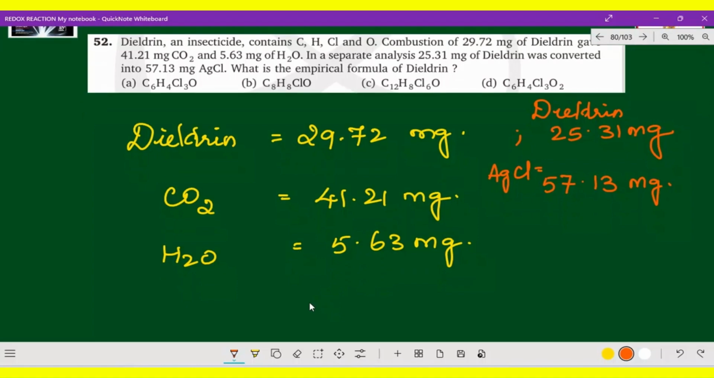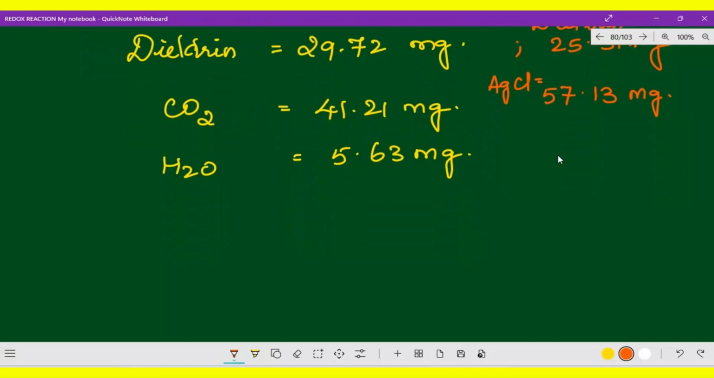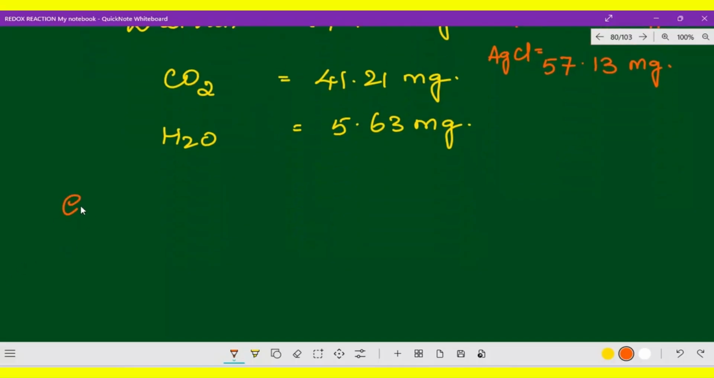Now, let us find out each thing. We have to identify the given mass of carbon, the given mass of hydrogen, and the given mass of chlorine. Carbon, hydrogen, chlorine, then oxygen, and then finally we can identify the empirical formula, right? Now how to identify? This is easy to identify actually.